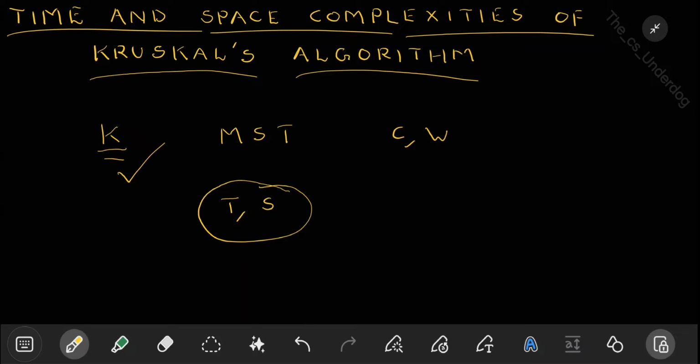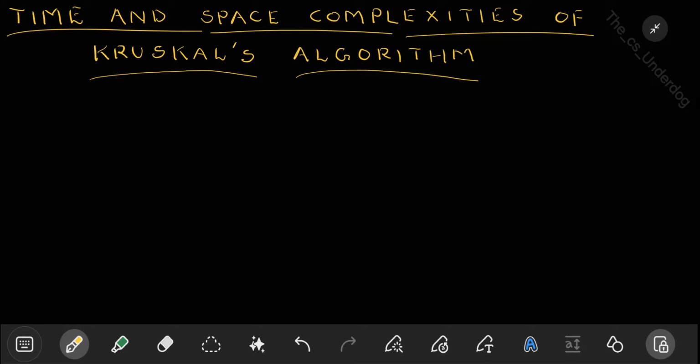In order to find this out, we'll go through the steps that we followed in Kruskal's algorithm, and then we'll see what is the time taken for each step and what is the additional space taken by each step. In this way, we'll be able to find out the total time complexity and space complexity of this algorithm. Let us see what were the steps that we followed.